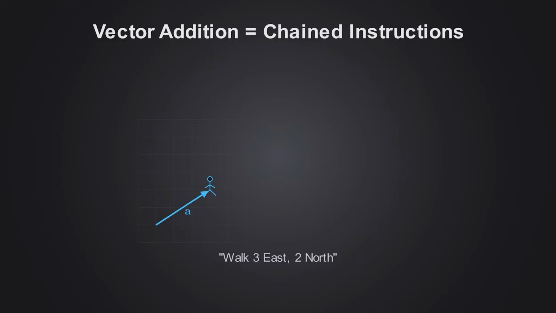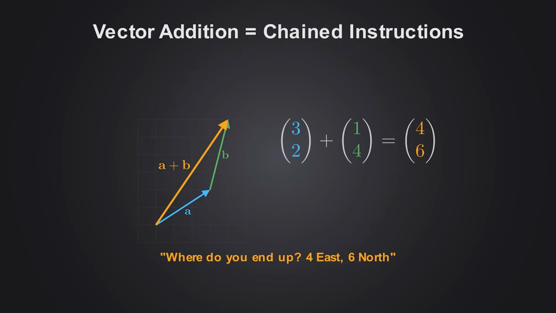Remember, if a vector is a set of instructions, then adding 2 vectors is just following one set of instructions after another. Walk 3 east, 2 north. Then walk 1 east, 4 north. Where do you end up? 4 east, 6 north. That's vector addition. You add the x's, add the y's. In 3D, you add the z's too. It really is that basic.